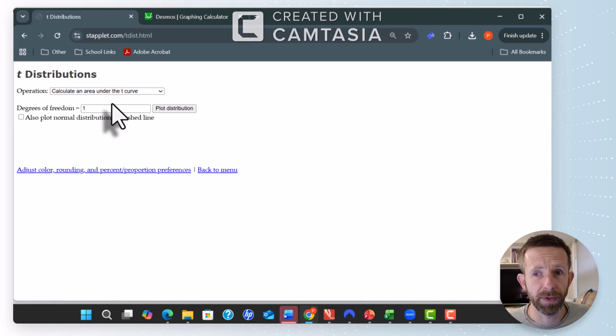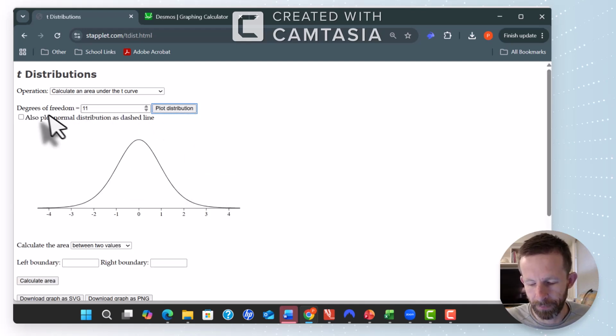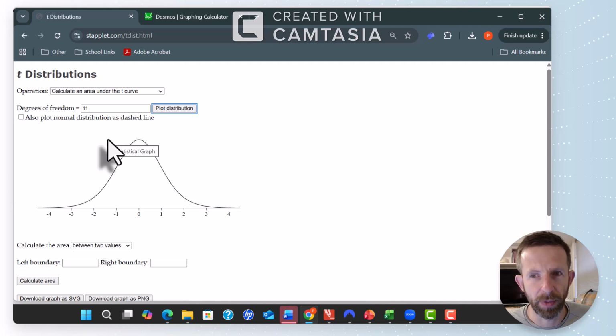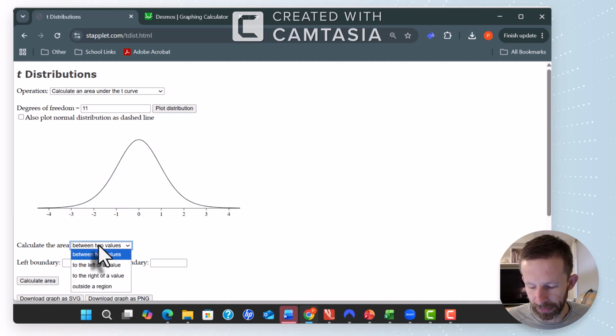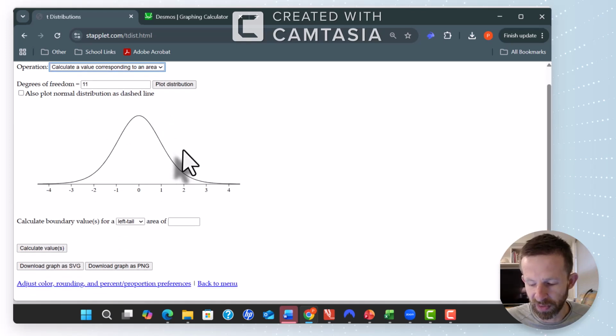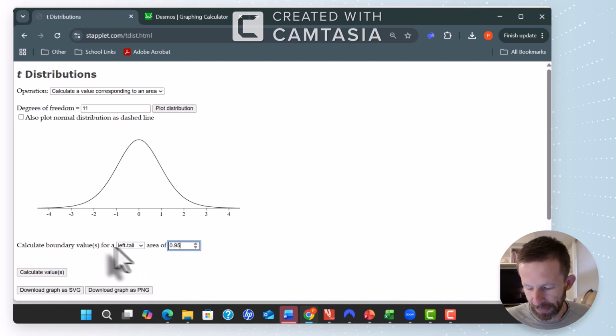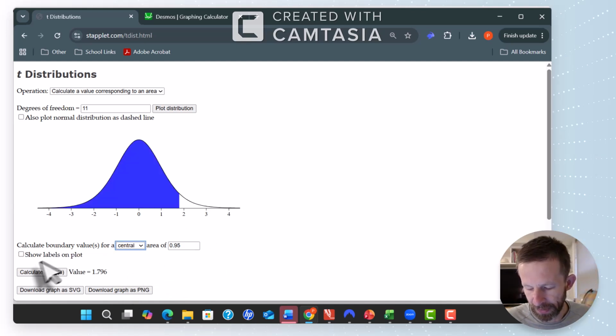So if we have the sample of 12 students for our sleep study, our degrees of freedom would be 11. So 12 minus 1 is 11. Everything else is going to be the same. We're going to look for the calculated value corresponding to an area. And if we want to have 95% confidence, we would have a central area of 95%.